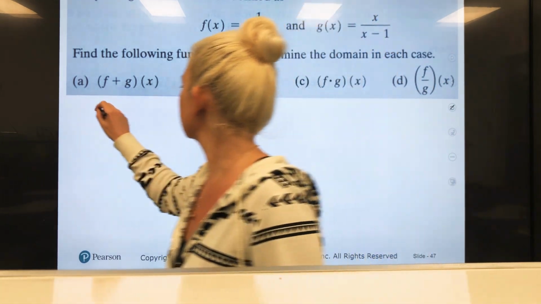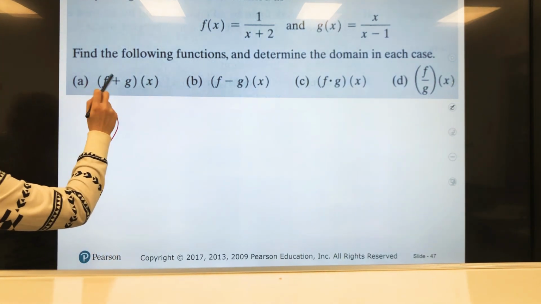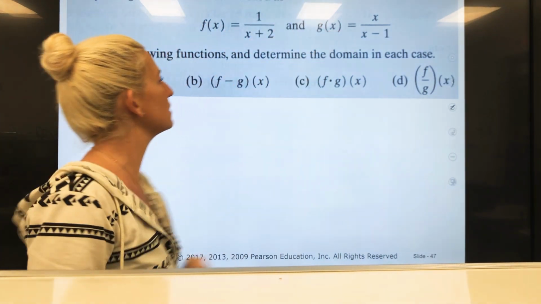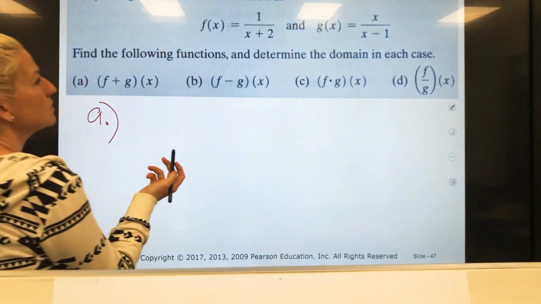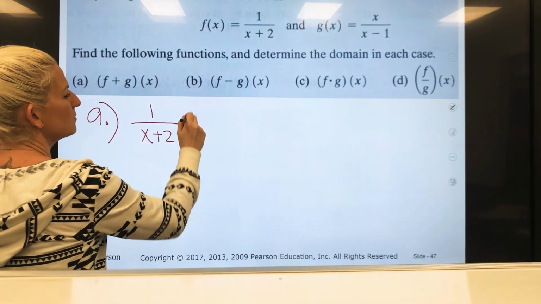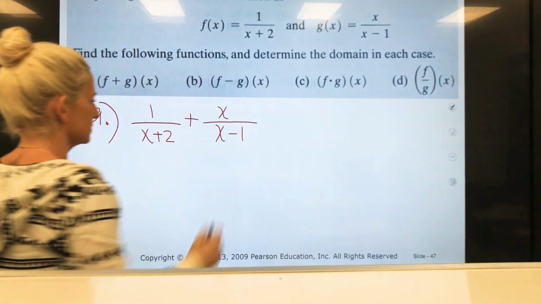I'm going to start with A here. I have f plus g of x, so that's f of x plus g of x. That means I'm adding this function and this function. So what do I have? I have 1 over x plus 2 plus x over x minus 1.